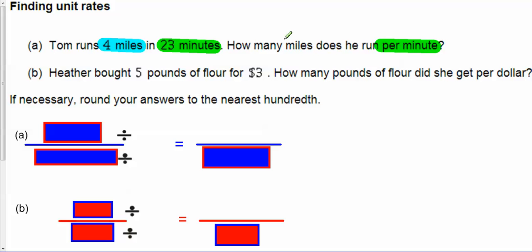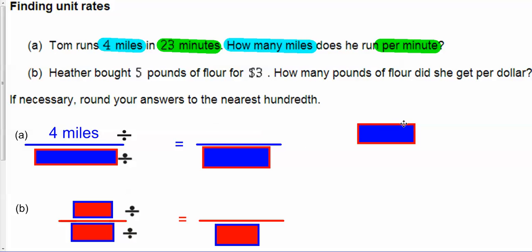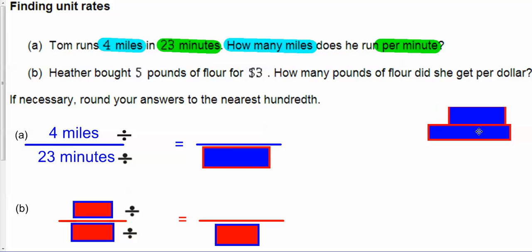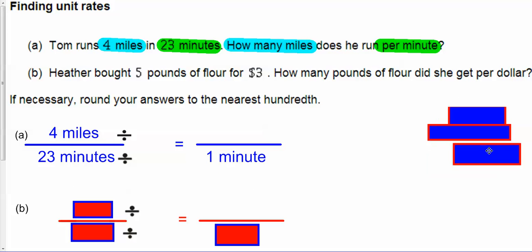So what I'm missing is this, how many miles? That's what I don't know. That's what I'm going to try to find out. So if I go down here, I've got 4 miles over 23 minutes. I want to know how far he runs in 1 minute. So the question is, how do I get from 23 to 1?